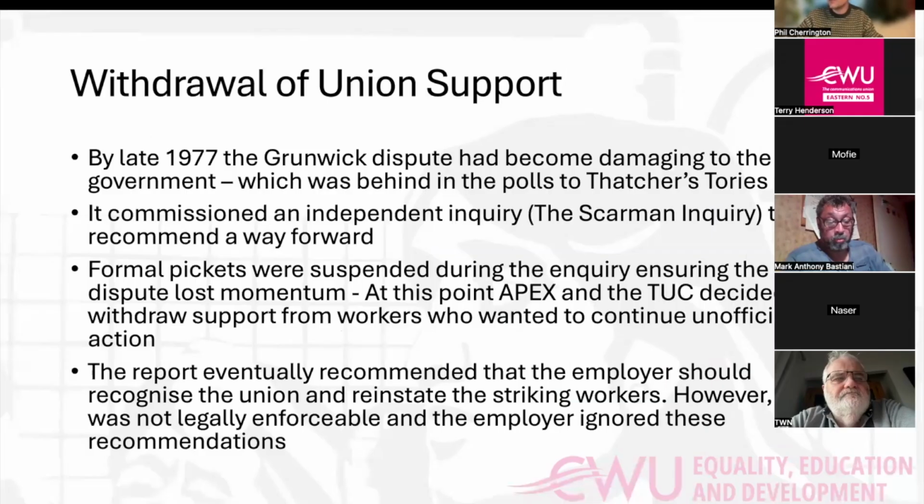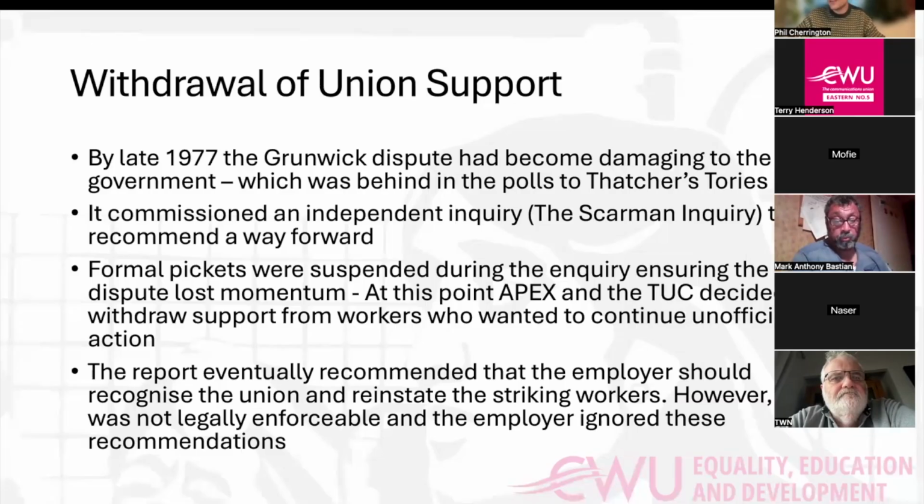Formal pickets were suspended during the inquiry, ensuring that the dispute lost momentum, so we lost having these big mass moments. And at this point, Apex and the TUC decided to withdraw support from the workers who wanted to continue unofficial action. So essentially, the TUC and the union sided with the government's decision that they were going to just wait on this inquiry to report back.